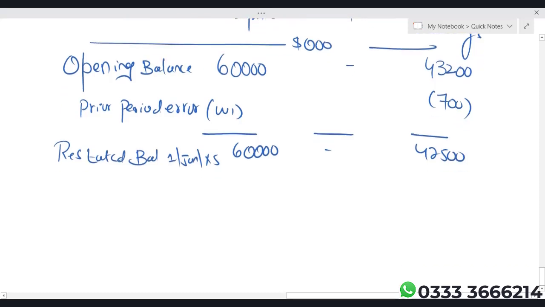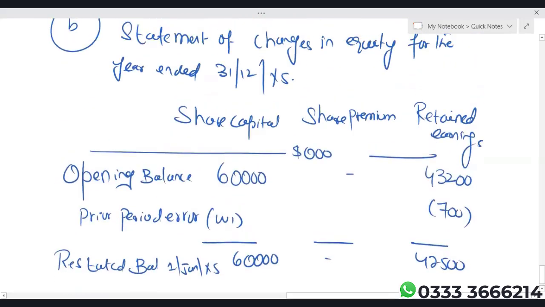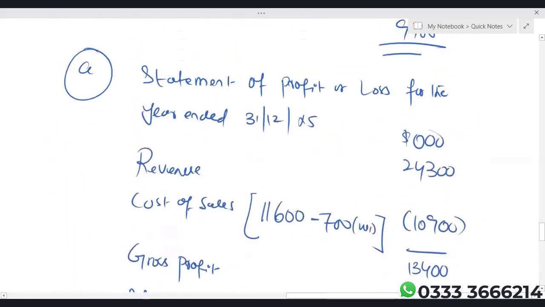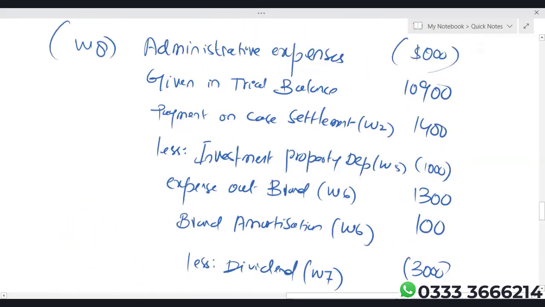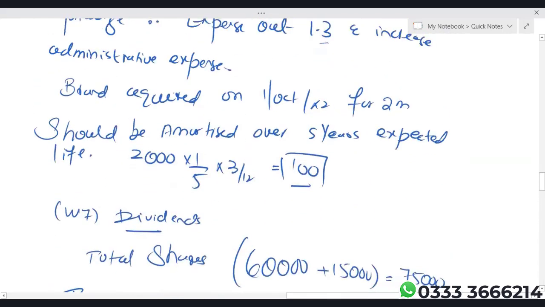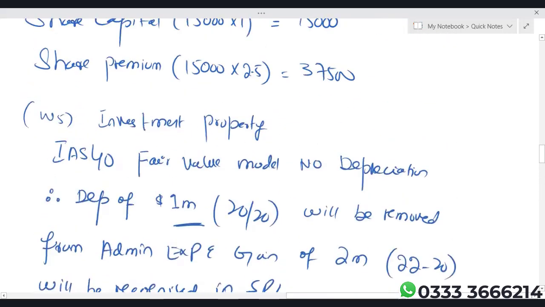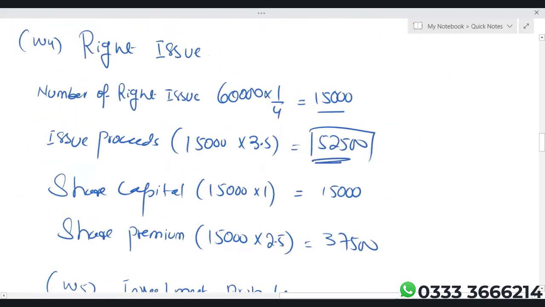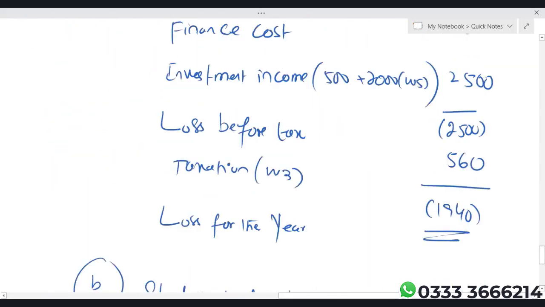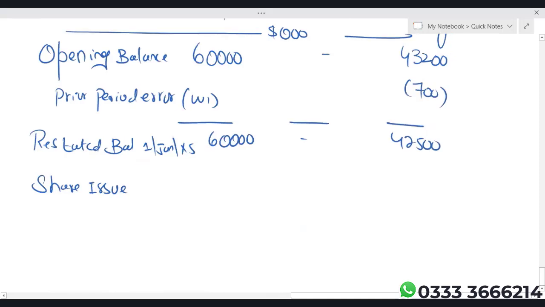Share capital will increase by 15,000 and share premium will also increase. Let us see the working reference. Share issue is working 4. So share capital is increased by 15,000 and the premium 37,500.